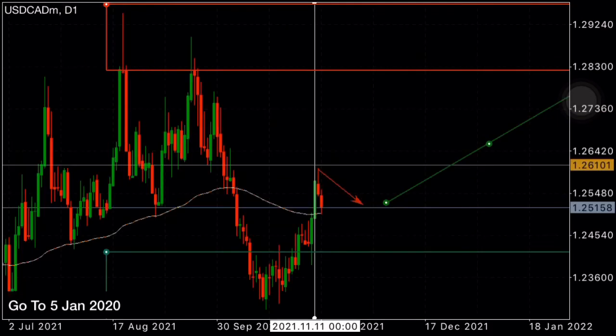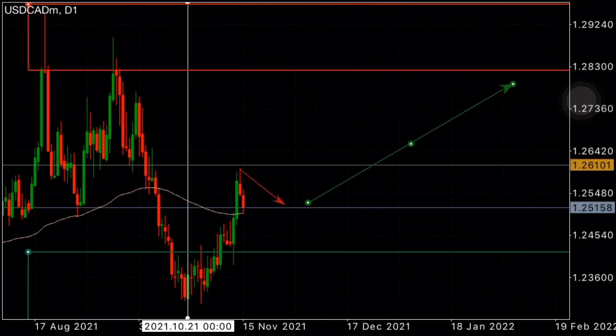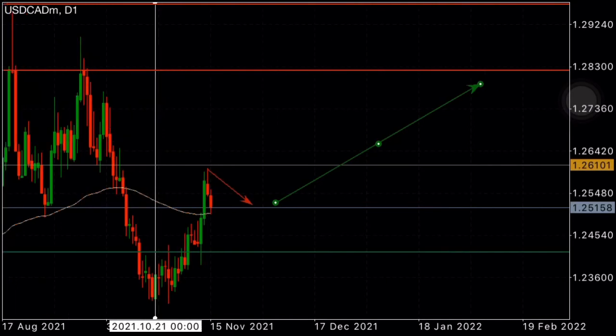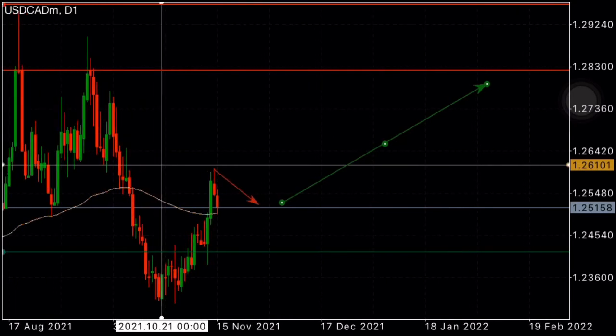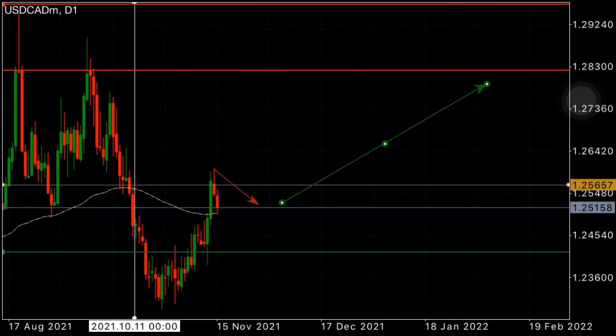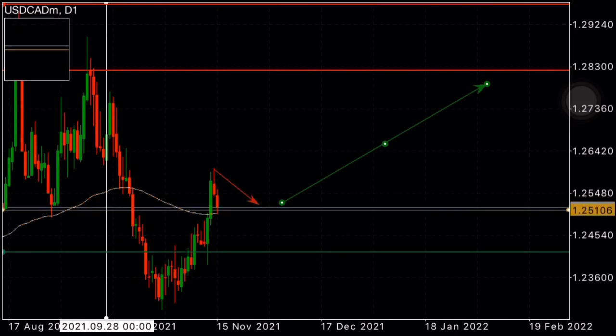Now remember guys, this was exactly what we analyzed. If you remember, please indicate in the comment section. I think the markup is still here, where I told you that the USD card has broken above the moving average here, and we expect it to come and retest this support level here before it makes its way upwards.